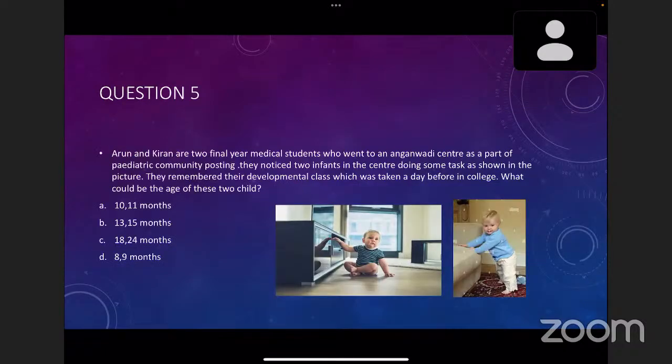So the next question is, Arun and Kiran are two final year medical students who went to an Anganwadi center as a part of pediatric community posting. They noticed two infants in the center doing some task as shown in the picture. They remember the developmental class which was taken a day before in college. What could be the age of these two?